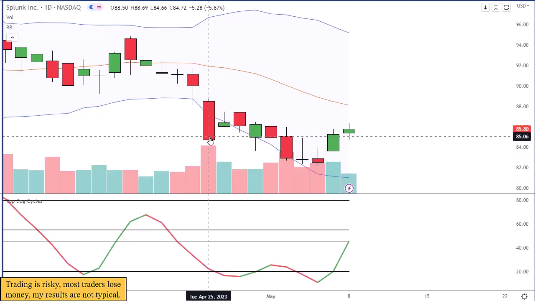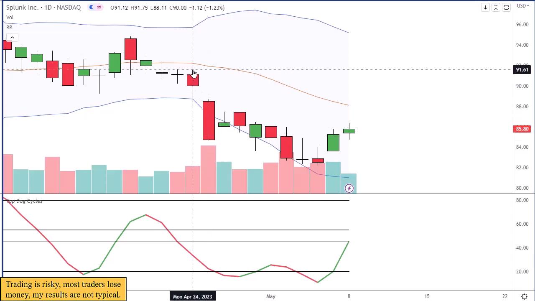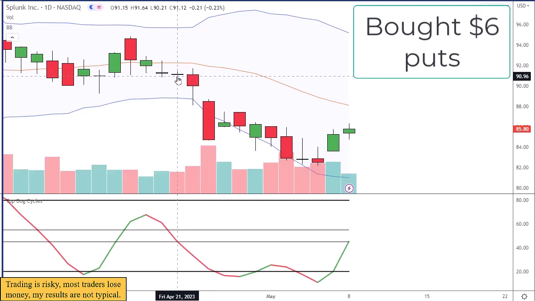So again, to give you the numbers, I did multiple contracts, but we're just going to talk about one contract, just so that the math is easy and you get the concept. So on this day, April 21st, I bought a $6 put. Let's just use one contract as an example. So it cost me $6.